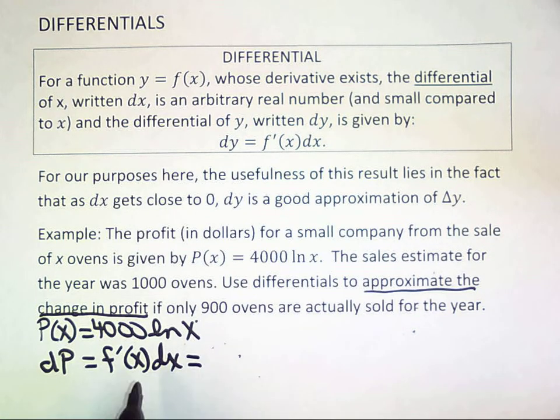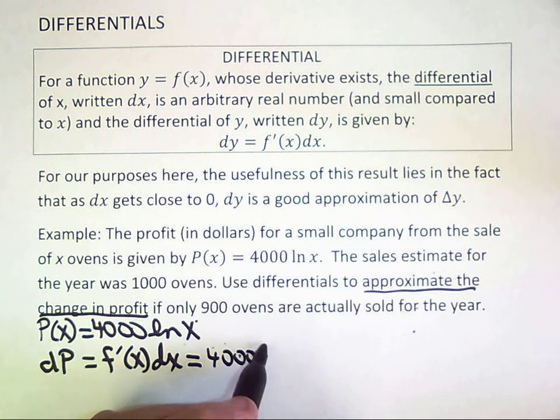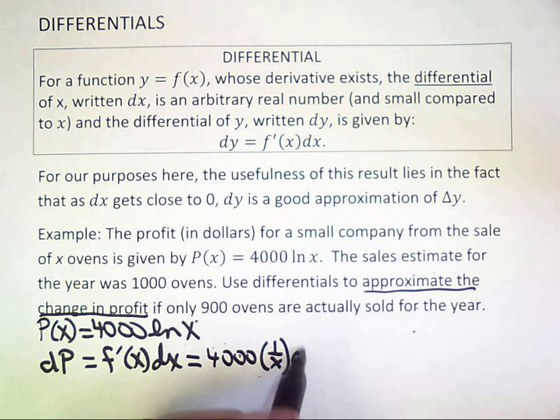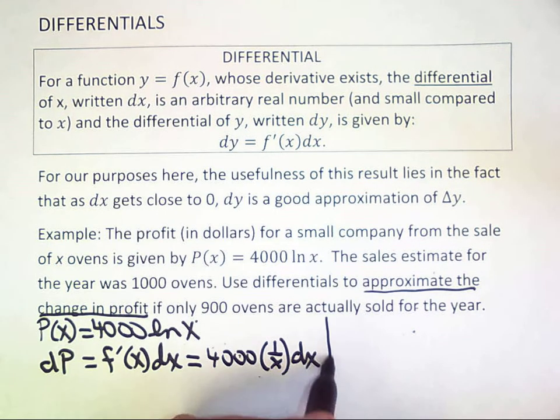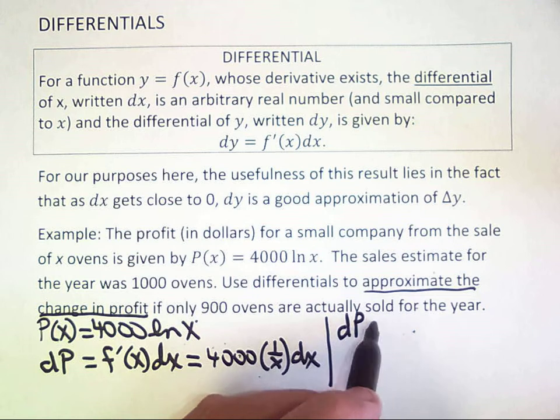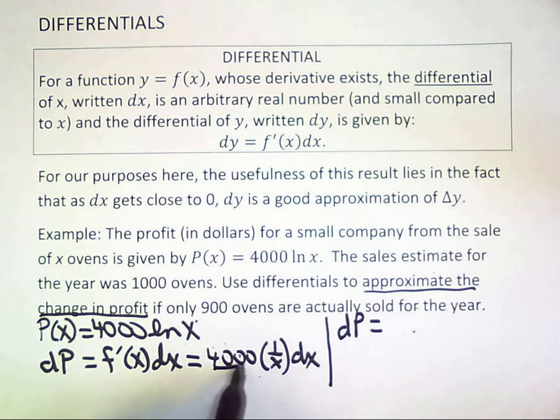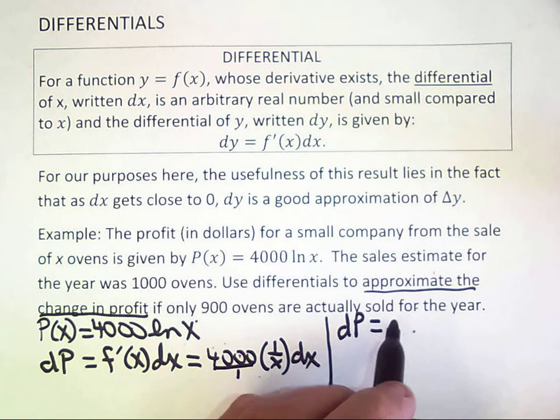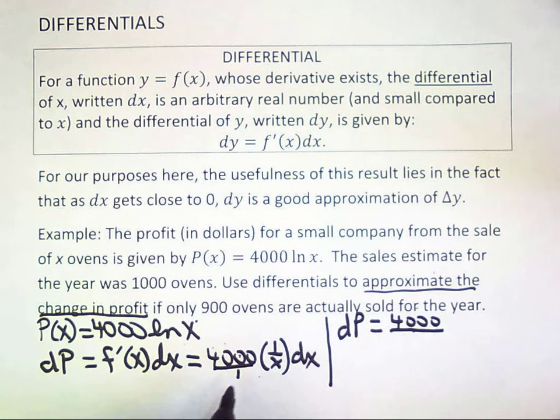And if we actually plug in the derivative of this function, the derivative of this function is 4,000. Remember, the natural log of x, the derivative is 1 over x. So you get 4,000 times 1 over x, and then you've got your dx. So you end up with dp being equal to, now 4,000 of course is like 4,000 over 1, so you got 4,000 times 1 is 4,000 over 1 times x is x times dx.